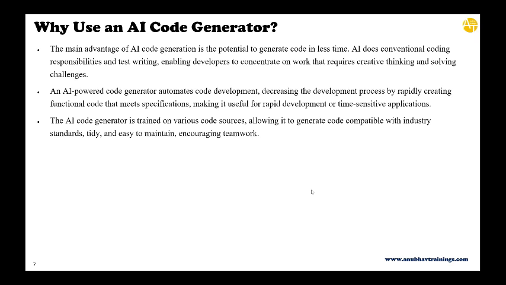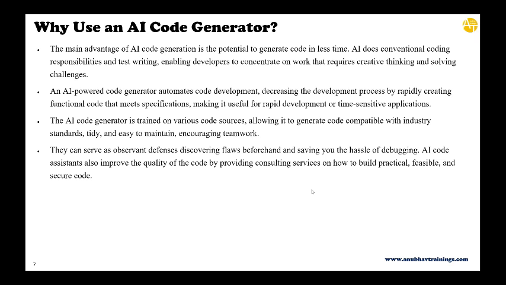timelessness to our code. They can serve as observant defenses, discovering flaws beforehand and saving you the hassle of debugging. AI code assistants also improve the quality of the code by providing consulting on how to build practical, feasible, and secure code. That is another benefit we get when we use AI for source code generation.